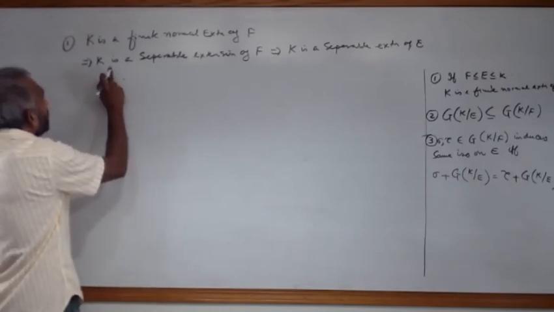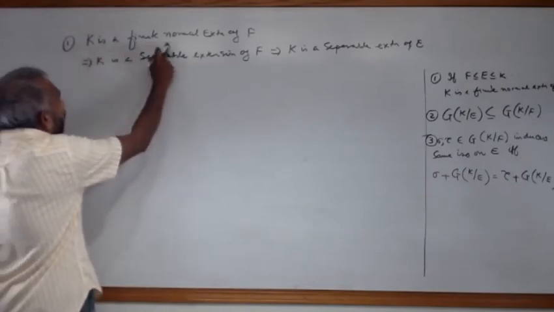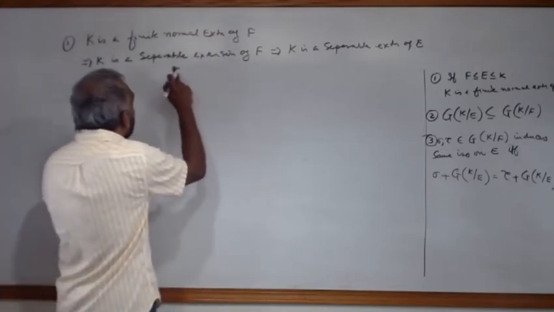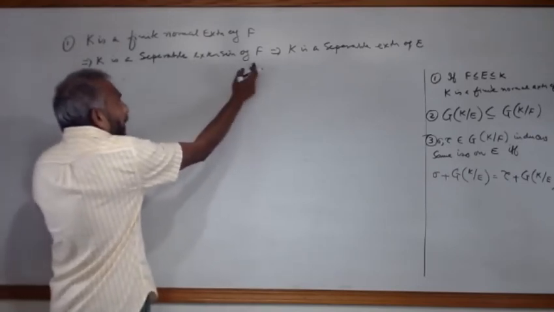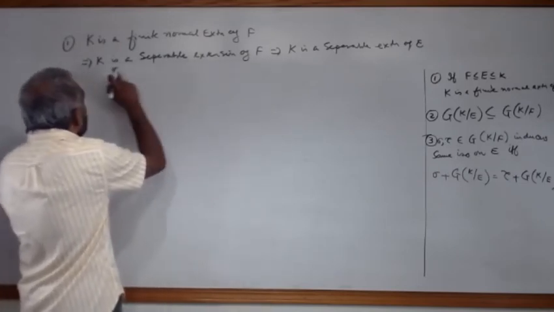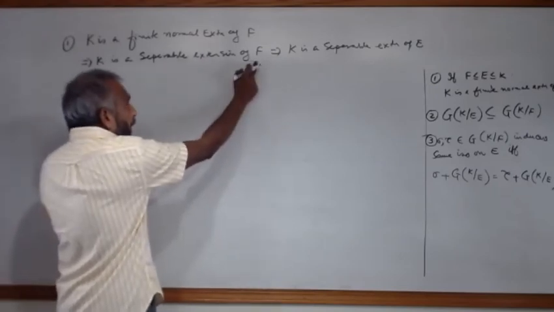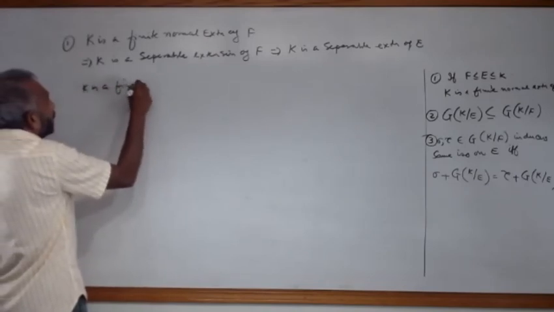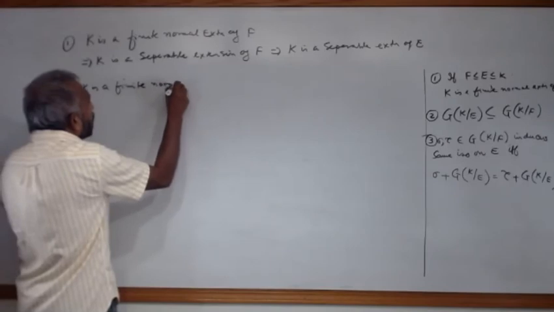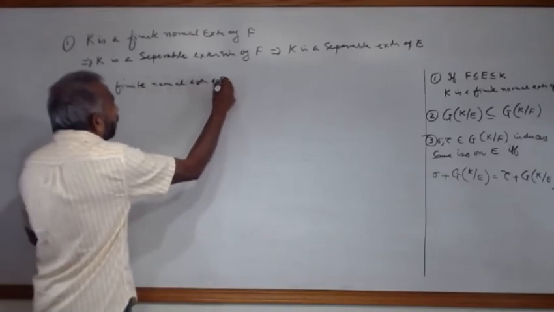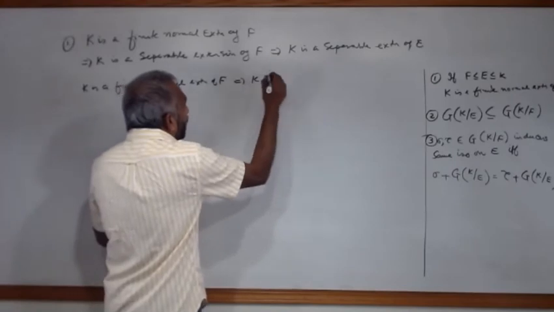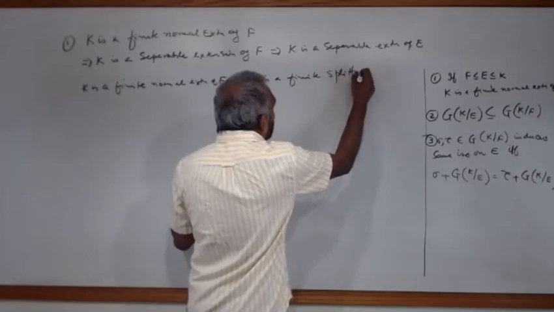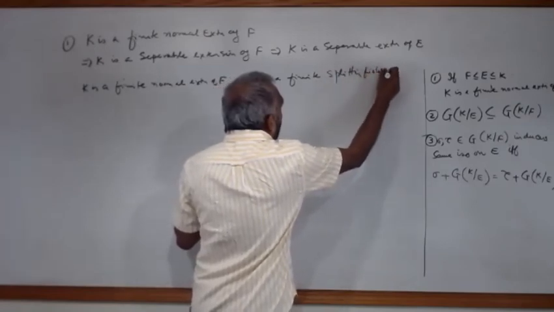Another thing which we need to prove is, in order to prove that K is a finite normal extension of E, we need to prove that K is a finite separable splitting field of E. So we still need to prove that K is a splitting field of E. So K is a finite normal extension of F implies K is a finite splitting field of F.